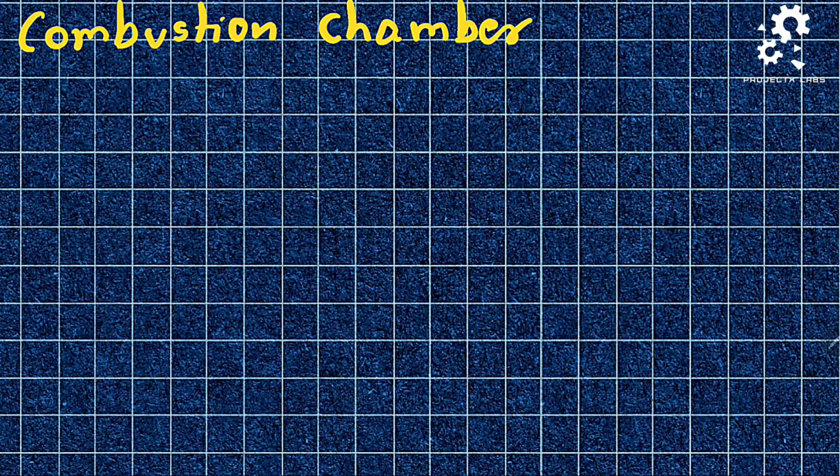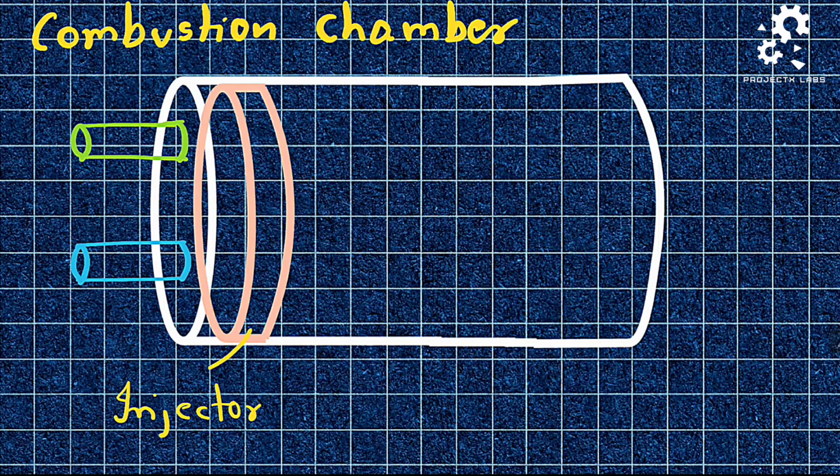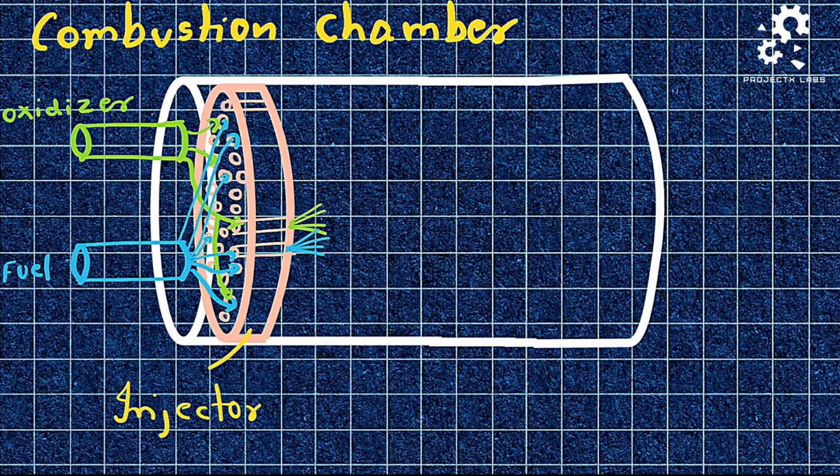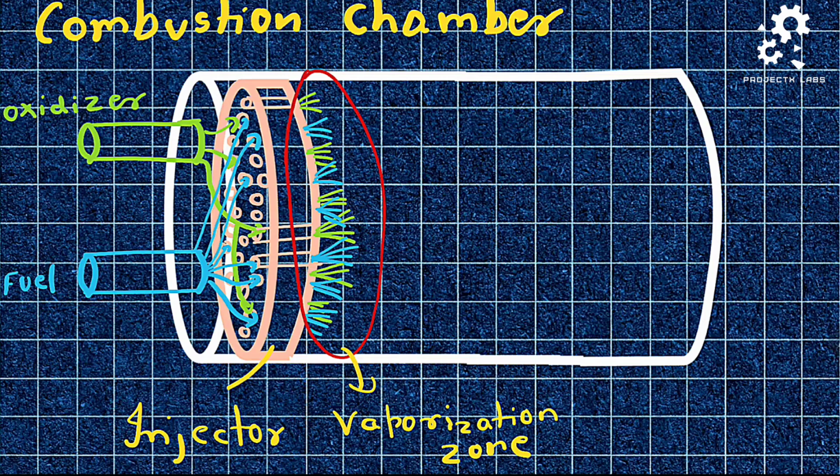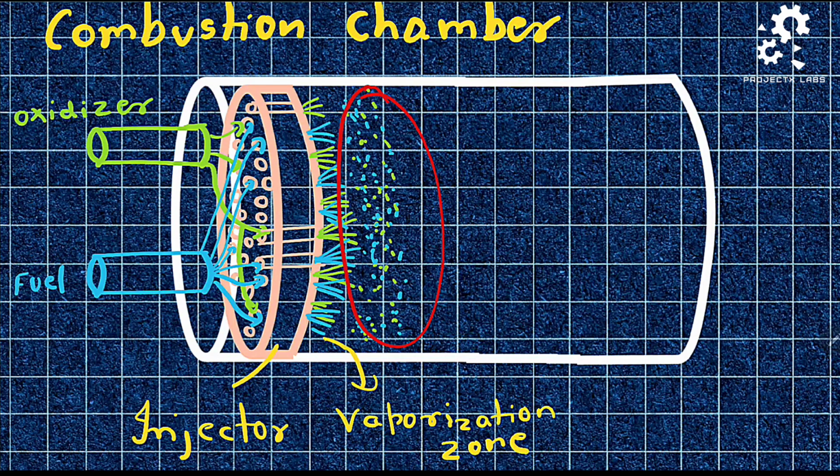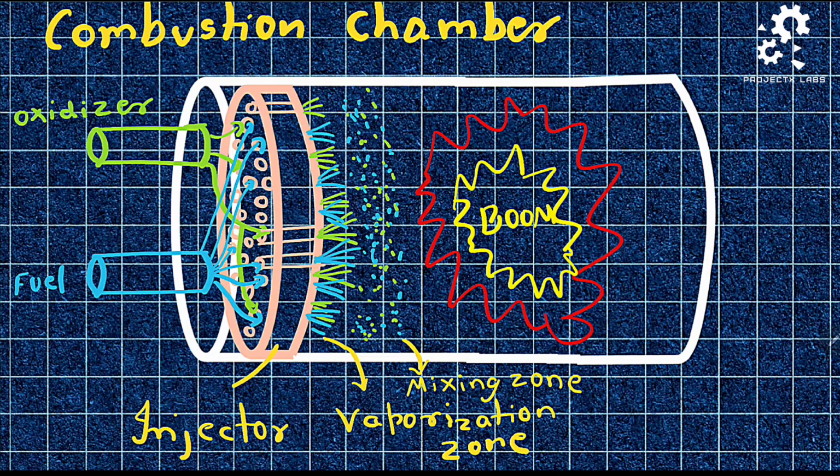What exactly happens inside the combustion chamber? It has an injector with many tiny holes. These holes are connected with oxidizer and fuel manifolds. As the fuel and oxidizer pass through these holes, they get atomized and vaporized. This zone is called the vaporization zone. Moving forward, vapors get mixed in the mixing zone. After mixing, finally it reaches a certain point where the mixture undergoes combustion, forming the combustion zone. This leads to high pressure products.